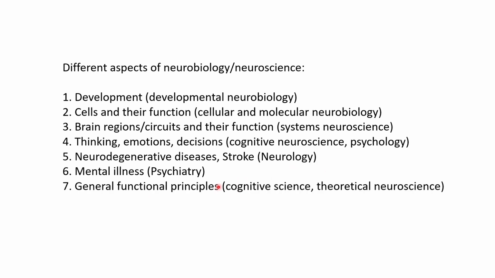Another subfield of neurobiology or neuroscience is to understand the general computational principles of how the brain functions. This comes under the fields of theoretical neuroscience or cognitive science, where the focus is not so much on specific neurons or circuits, but more at an abstract level in terms of computations that are happening in the brain. And finally, one can look at the really big questions like consciousness or free will. They are also related to the brain, but they come under the field of philosophy.